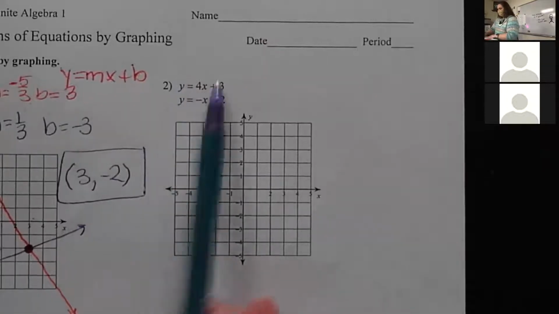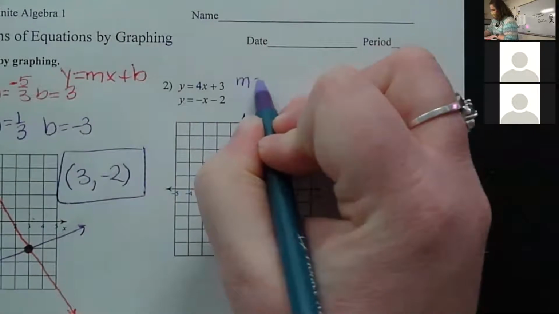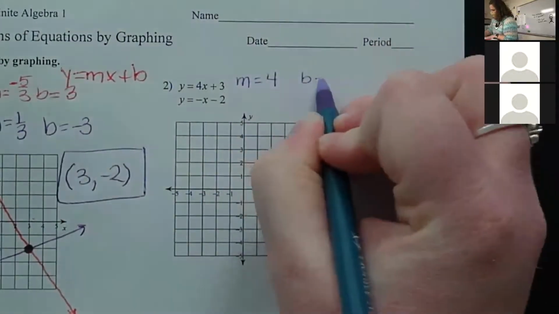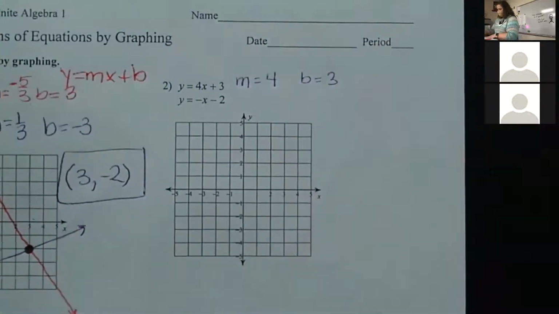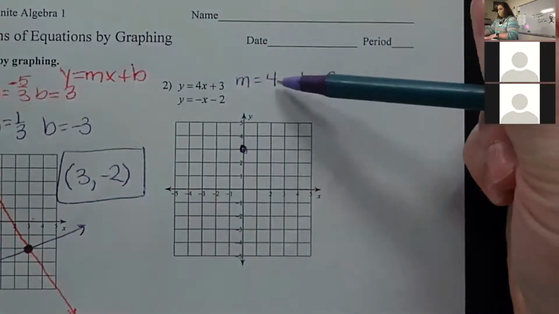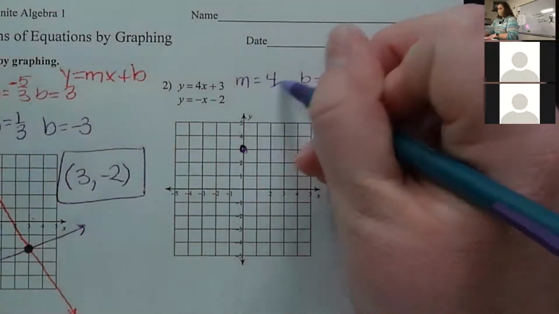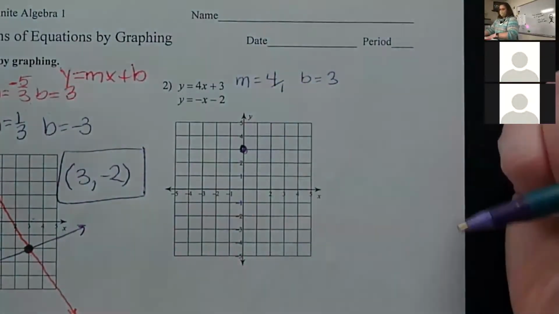Is that first equation in my favorite form? Yes. What's my m? 4. Good. And what's my b? 3. Good. So I start at 3. I need to go up how many? 4. And over how many? 1. Remember, if that doesn't have a bottom number, it's over 1.